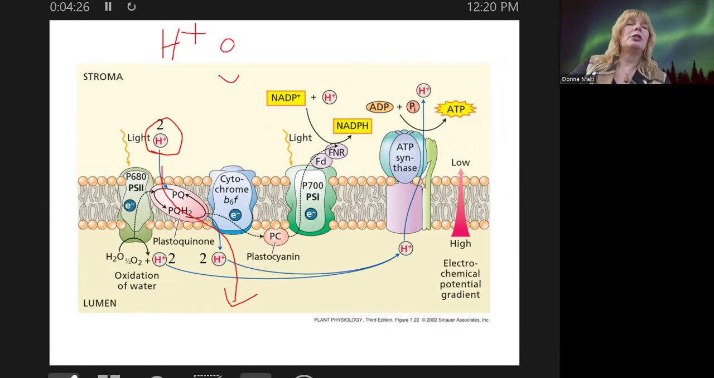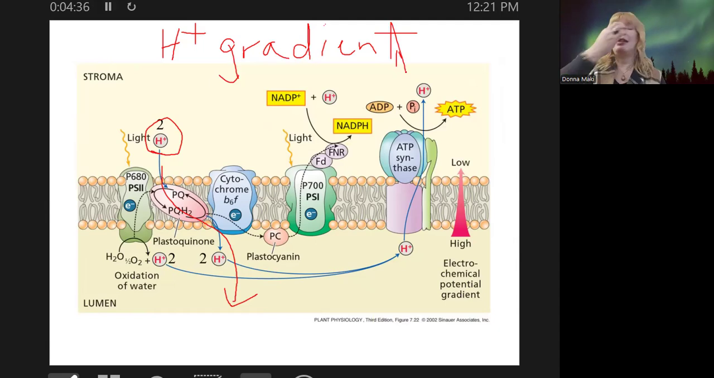Anytime you start talking about a proton gradient across a membrane, whether it be the mitochondria membrane, jeez, this won't let me write. It's supposed to say proton gradient. Anytime you get a proton gradient across a membrane, here the chloroplast thylakoid membrane, that's potential energy available to do something. And it can do different things for the organism, depending on the situation. But in this particular situation, they want to use this potential energy to create ATP.